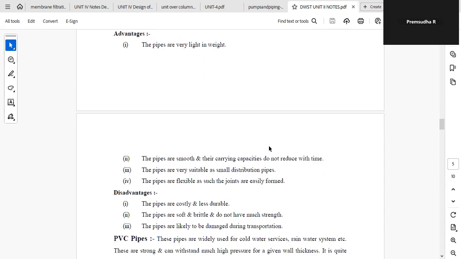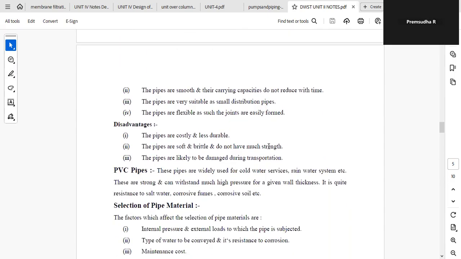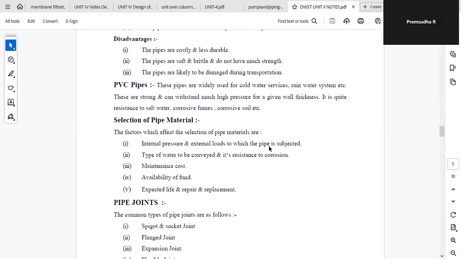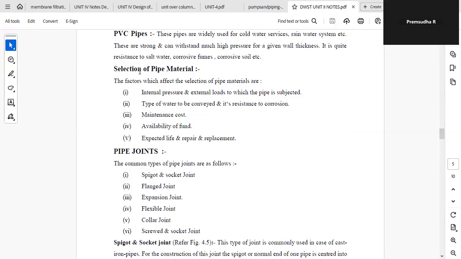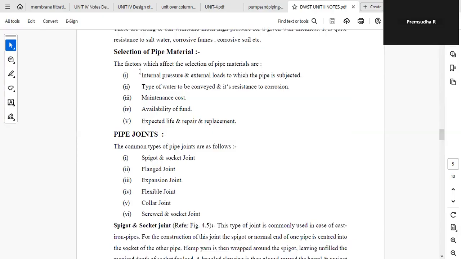The advantages are light weight, smooth pipes, suitable to carry, and flexible while jointing. But compared to this, the disadvantages: the pipes are costly, less durable, easily brittle, so they do not have much strength, and are damaged during transportation. Last pipe is PVC pipe. This is the common pipe in day-to-day life. We see this in all our buildings, all our houses; we are using PVC pipe only. So I don't need to explain this much more. We all know this pipe's advantages and disadvantages.